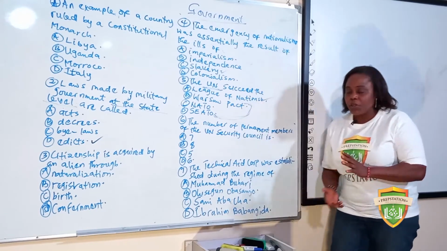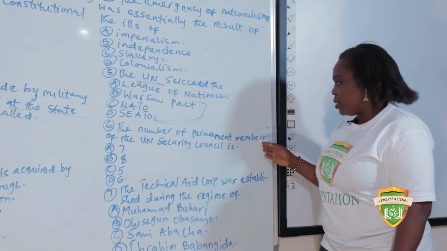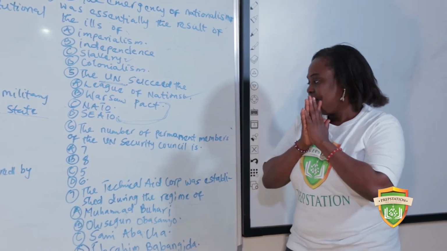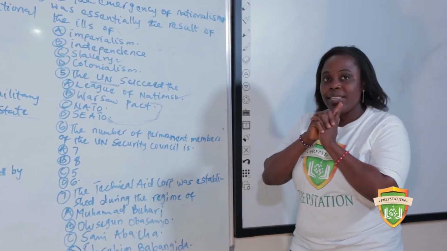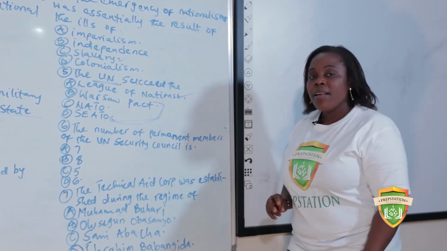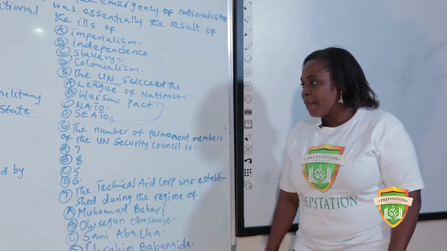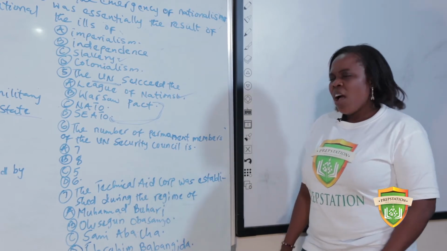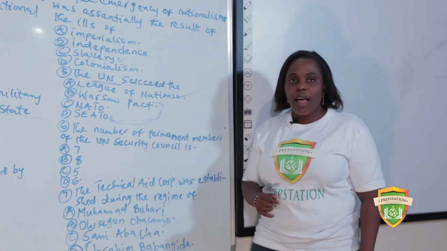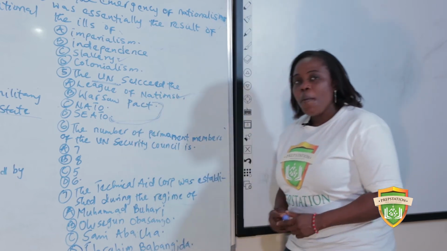The number of permanent members of the UN Security Council is A, 7, B, 8, C, 5, D, 6. What do you think is the answer? I remember the word. You must go back to the word.